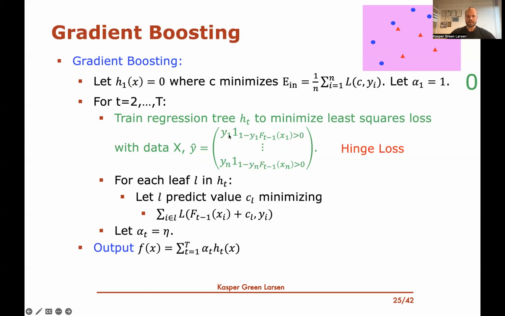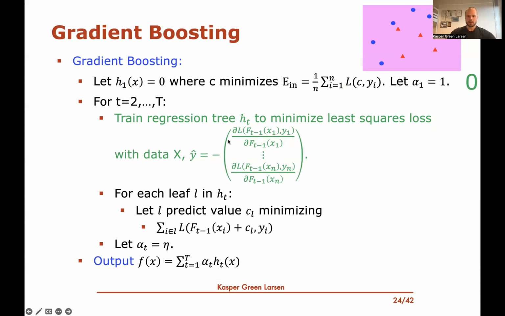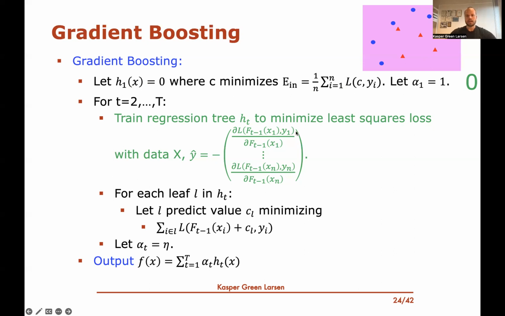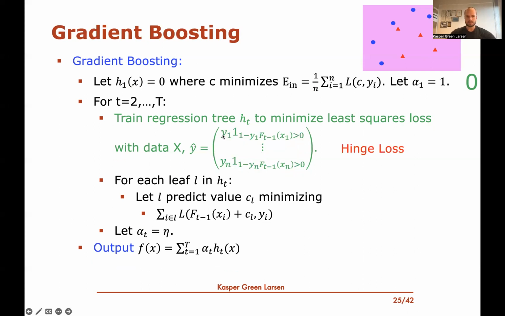And we already said that for the Hinge loss, you get a minus from the yi, and that cancels out with the minus in front. And then you just have the yi, the label, times this indicator for whether 1 minus yi times the current prediction on xi is greater than 0. This is what we get if we plug in the Hinge loss function in all of these.